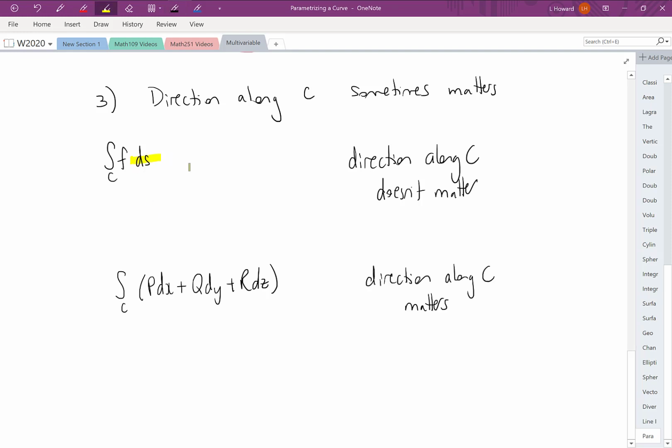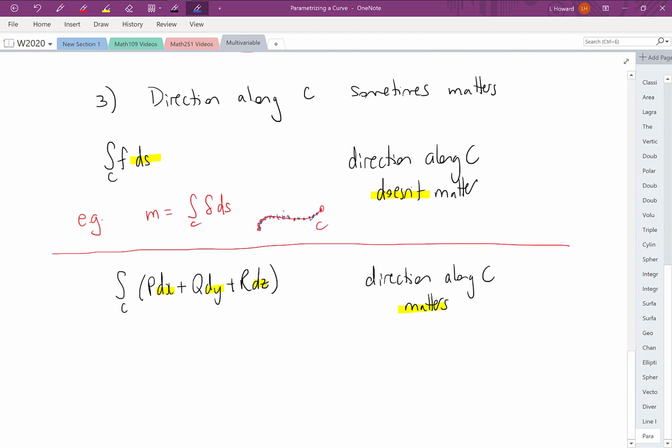So if your differential is a ds, direction doesn't matter, whereas if you see either a dx, dy, dz, or some combination of those, then direction along C does matter. It doesn't matter if we choose a parametrization that goes this way or a parametrization that goes the other way, we'll end up with the same value in either case.